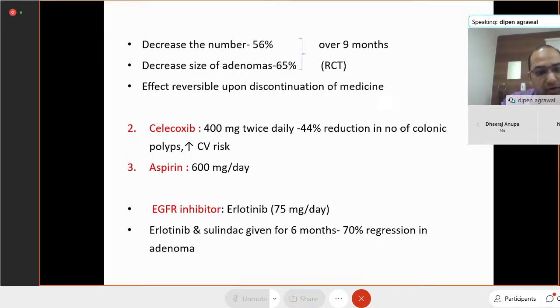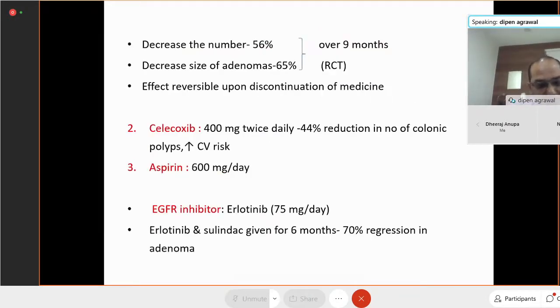The second NSAID is celecoxib. It may be given at a dose of 400 mg twice daily, which shows a 45% reduction in the number of colonic polyps, but may increase cardiovascular risk. The third NSAID is aspirin, 600 mg per day. It has not much role in chemoprevention.